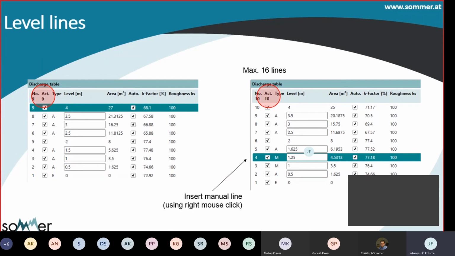And in the commander, you can see at the bottom part of the interface the discharge table, which corresponds to our diagrams above.